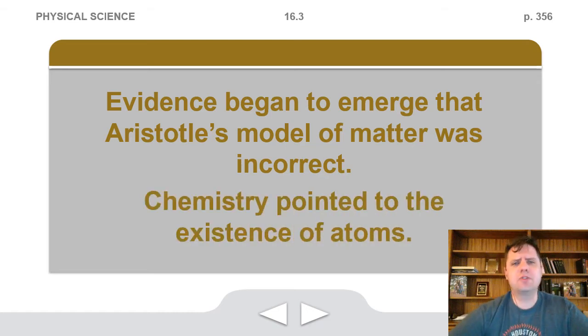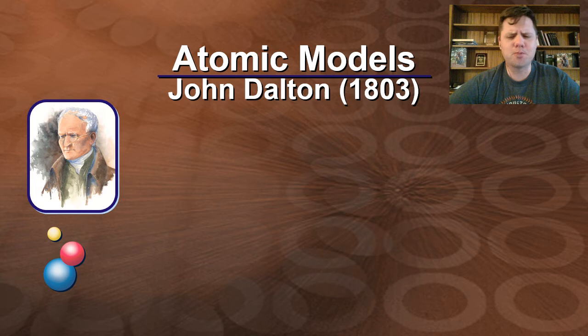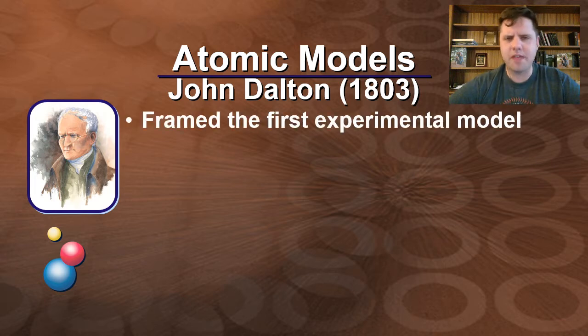All right, so evidence began to emerge that Aristotle's model of matter was incorrect, and chemistry pointed to the existence of atoms. So now we're starting to get to some actual scientific inquiry that's backing up the philosophy of Democritus. And perhaps one of the most important characters to this story, the unfolding drama of the atomic model, is that of John Dalton. You see his year here of 1803.